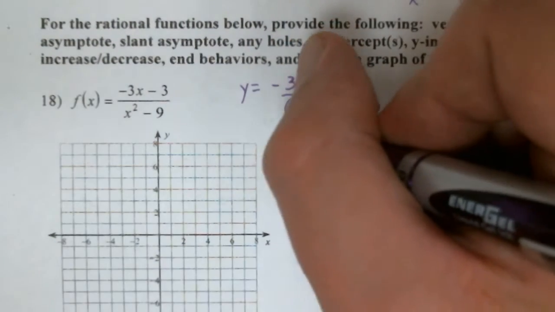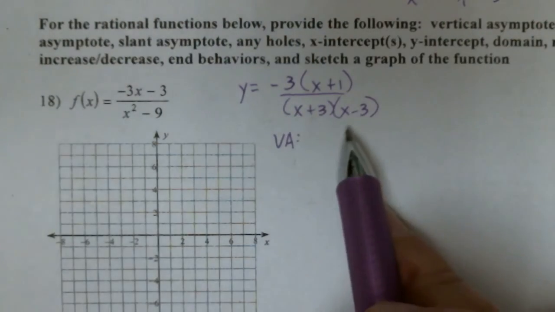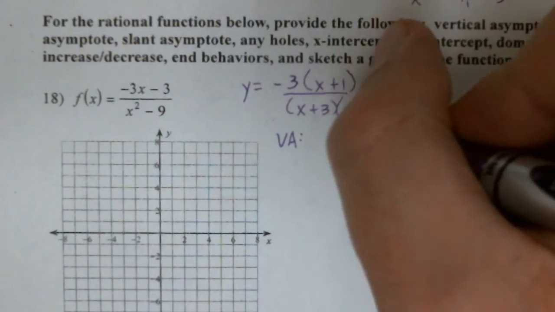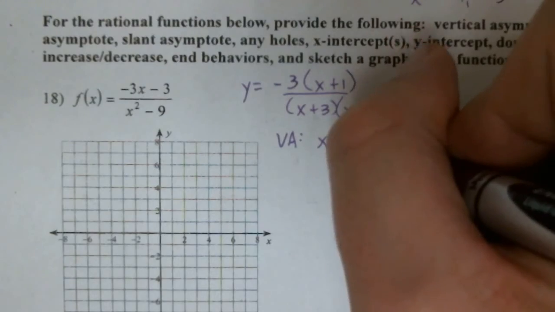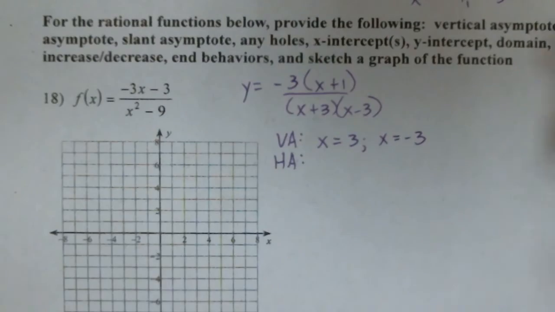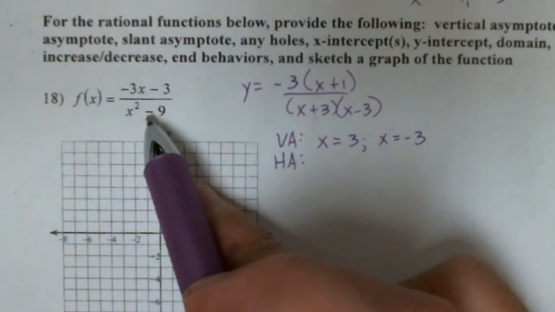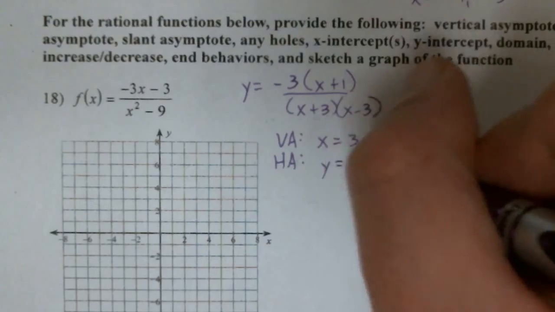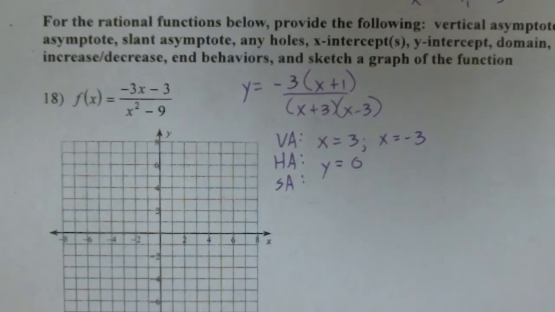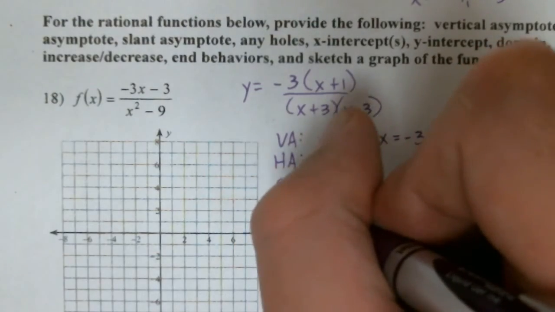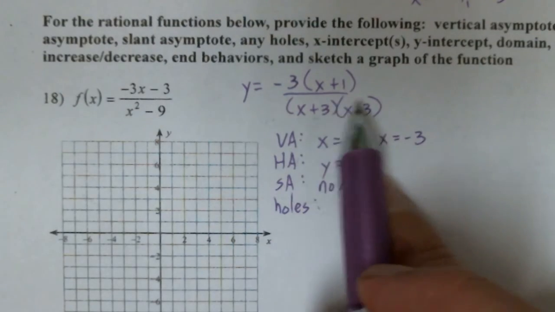All right, let's go ahead and start. Number 1, vertical asymptote, VA. That's in the bottom. Where do I have zeros in the bottom? Negative 3 and 3, but they are equations of lines. So x equals 3, x equals negative 3. Horizontal asymptote. Are we top heavy or bottom heavy? We're bottom heavy, so that's going to be y equals 0. Slant asymptote, I don't have one because we're not top heavy by 1. Holes, do I have any holes anywhere? Is there anything that cancels in the top and the bottom?